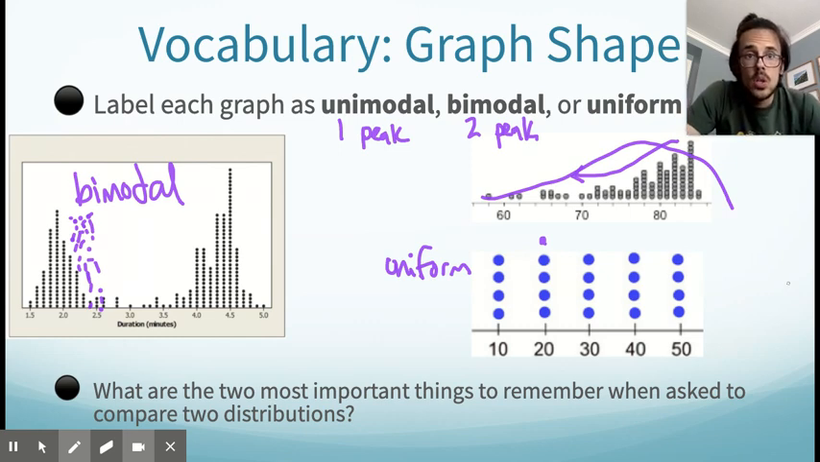All right. So when you talk about the shape of a graph, you'll be asked to give at least one word. So if you don't know if that's unimodal or bimodal, you could always talk about skew instead. Any of the words I've talked about so far are good ways of addressing shape.